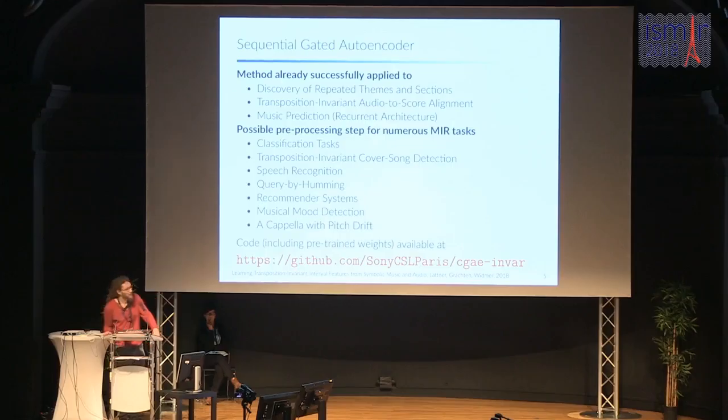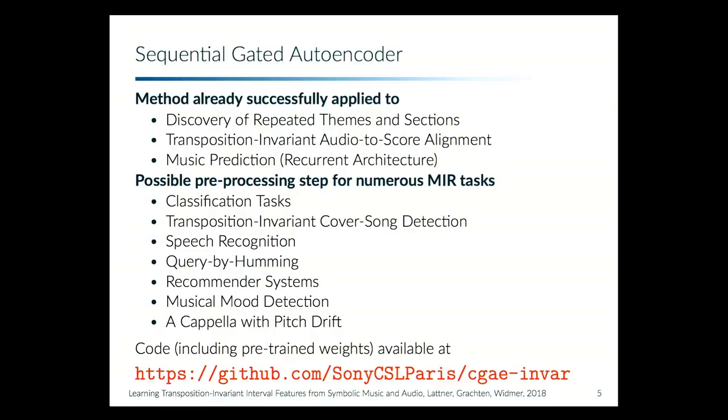So to wrap up, actually, our three talks, we showed that these features are very interesting features for different tasks: for discovery of repeated themes and sections. Andreas showed you before that we can use it for transposition invariant alignment of audio to scores. And on Monday, I showed a recurrent version of this model and showed that it can learn structure in music and also transposed repetition.